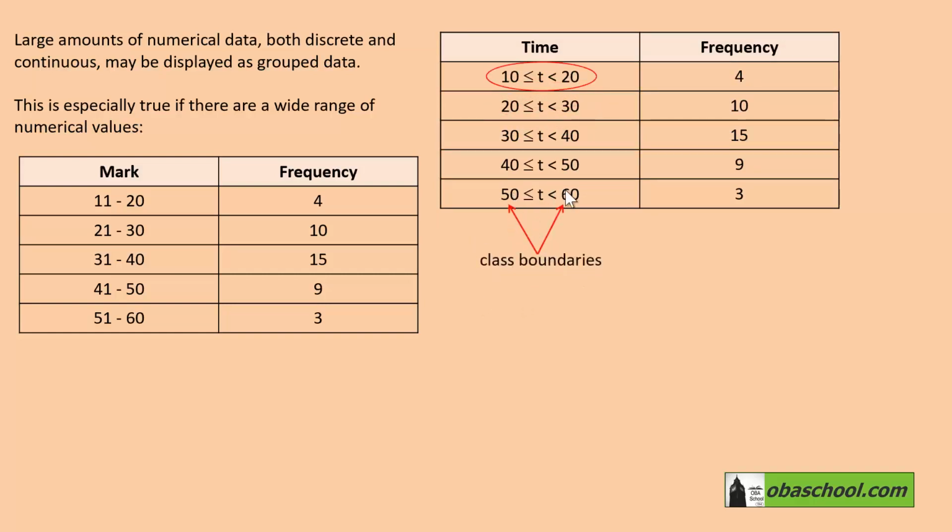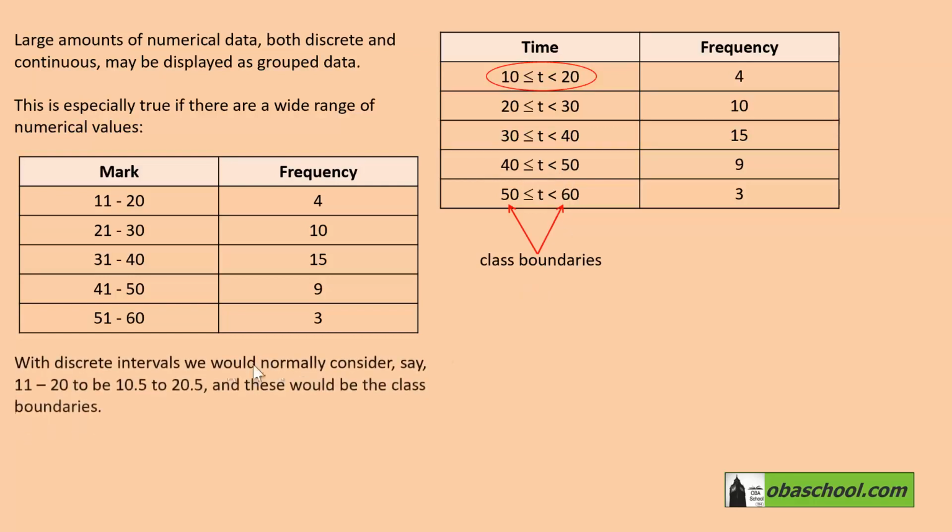The 50 and 60 here are known as class boundaries. Note how the 60 is not included. So if you could get exactly 50, it would be in this class and not in this one. With discrete intervals, we would normally consider, say, 11 to 20 to be 10.5 to 20.5, and these would be the class boundaries.